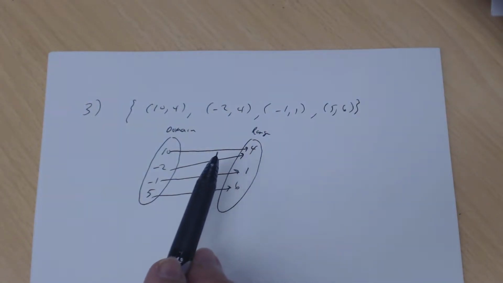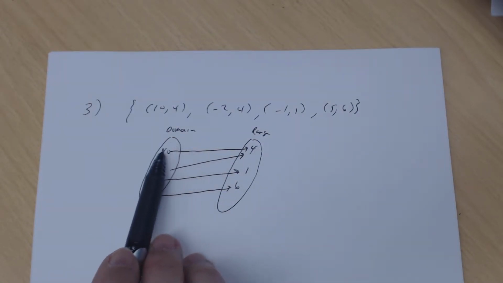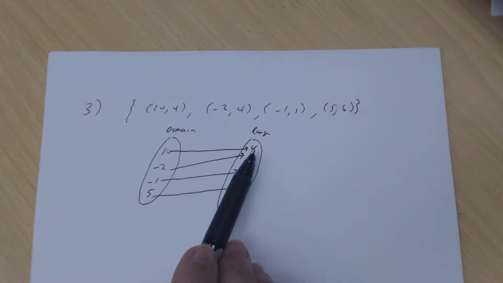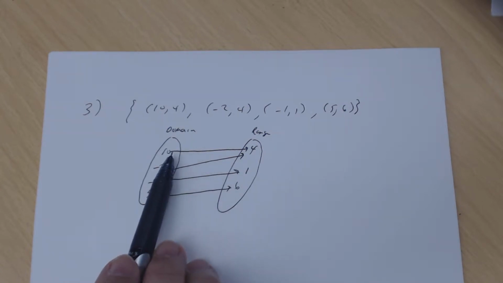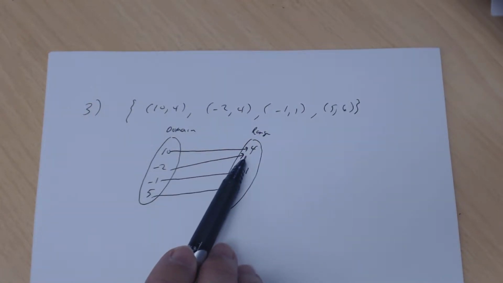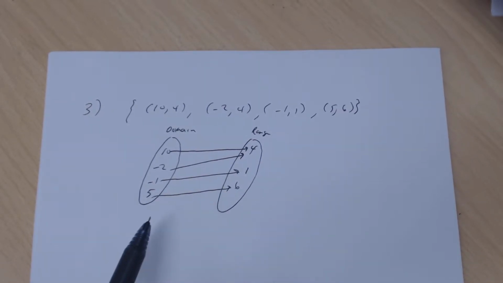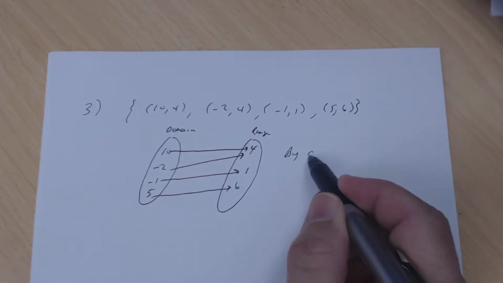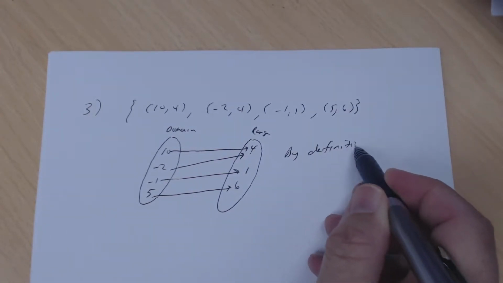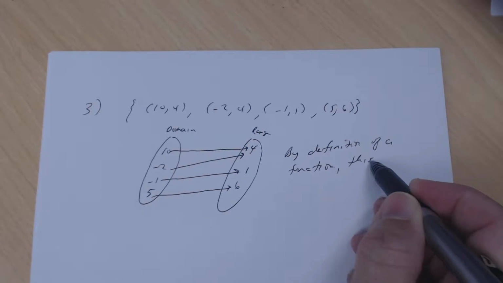So you have to use the definition of function. The definition only says that for each x coordinate, there's only one y coordinate. So ask yourself, when x is 10, is there only one y coordinate assigned to it? Yes, it is 4. There's no other y coordinate assigned to it. There's nothing else assigned to it. When x is negative 2, there's only one y coordinate, 4. When x is negative 1, there's only one y coordinate, 1. When x is 5, there's only one y coordinate, 6. So by definition of function, this relation is a function.